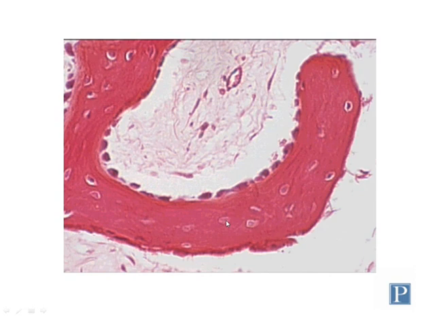Note that the organization of the matrix is different than compact bone here, and that trabecular bone does not have central canals with concentric lamellae or anything like that. It has a very different organization.